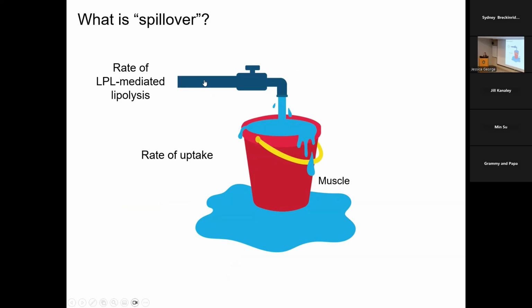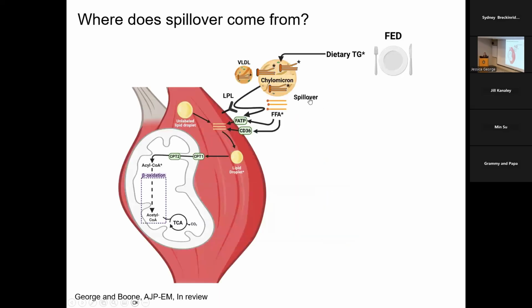So in our analogy, the flow from the water spout is the rate of the release of fatty acids from chylomicrons, and the bucket represents the rate or the capacity of uptake into peripheral tissues such as muscle. When the flow or lipolysis exceeds the rate of uptake, the water will spill over the bucket. And so in this case, it's the spillover of free fatty acids into the plasma FFA pool. Now let me show you where spillover comes from.